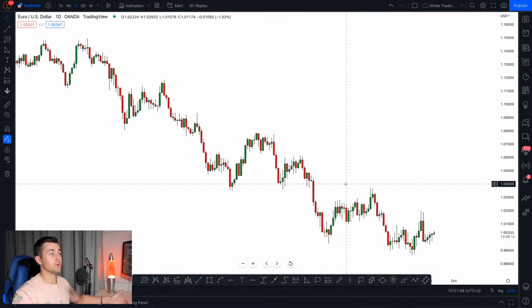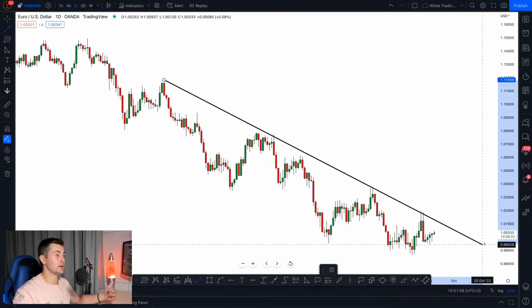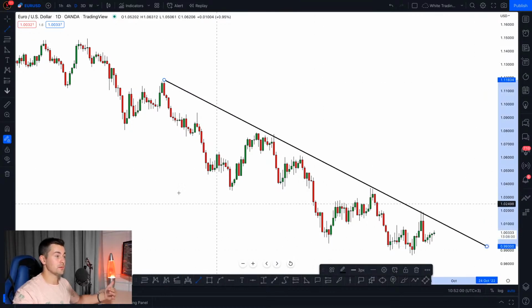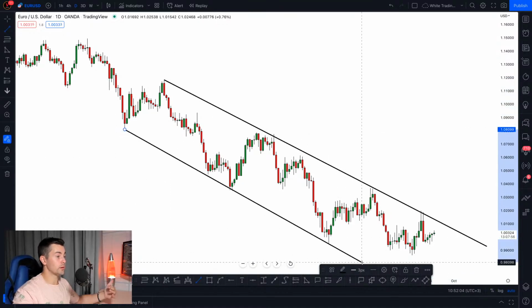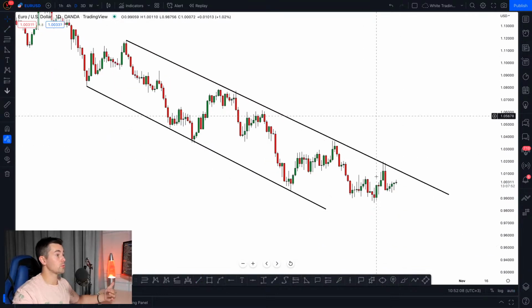So euro dollar is bearish. Yes, we are trading in a bearish trend. The market here is trading in a healthy bearish trend, and analyzing the trend lines here, traders, I spotted this falling parallel channel. Yes, you can see that here, euro dollar, we are trading within a falling parallel channel.